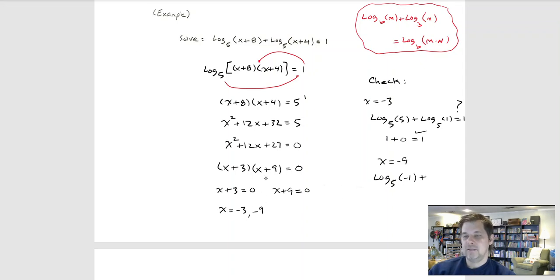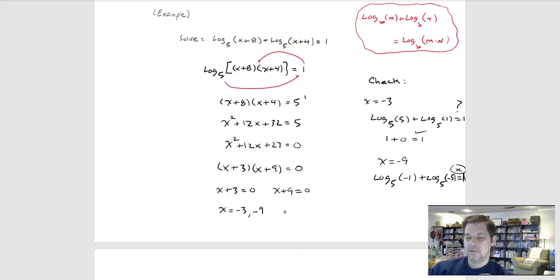We'll get negative 9 plus 4, that's negative 5. Log base 5 of negative 5 equals 1. Oops. And then that's no good right from the beginning. I can't take it any further. Okay, and it ultimately does not produce a true statement. A solution would produce a true statement once you put the number in, like 1 plus 0 is 1 is true. Here we can't even calculate.